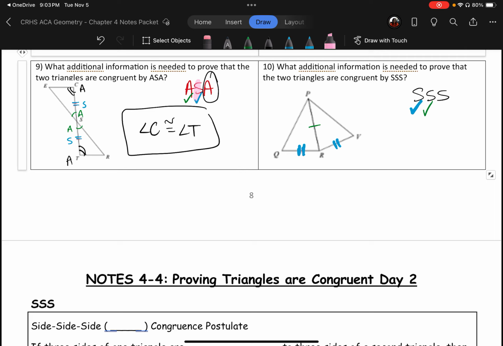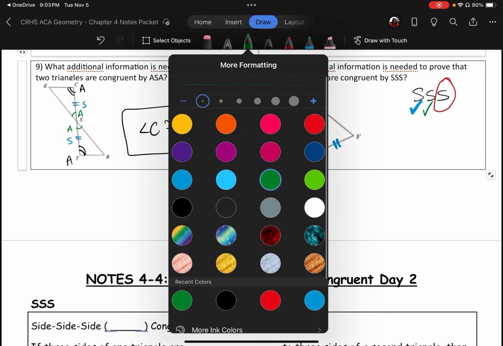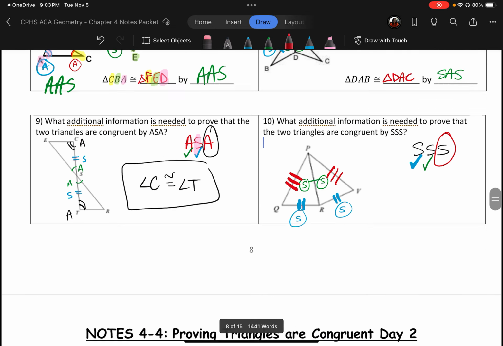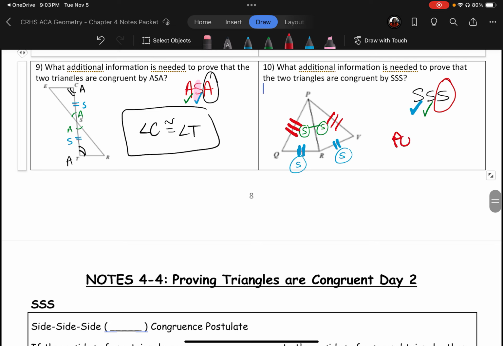What I'm missing right now is a third side here. I need a third side to complete the SSS. Because if I look here at the picture, I didn't mark it, but in blue, this is a side congruent to this side. In green, this side is congruent to this side. I'm missing a third side. That third side that we're missing must be this one here in red. Let me scroll down here. I need PQ to be congruent to PV. Okay, and so that'll complete the notes.